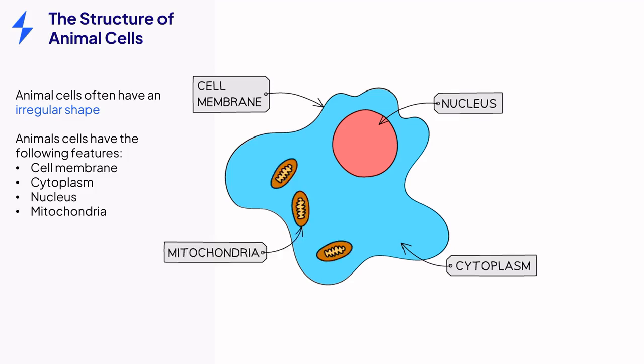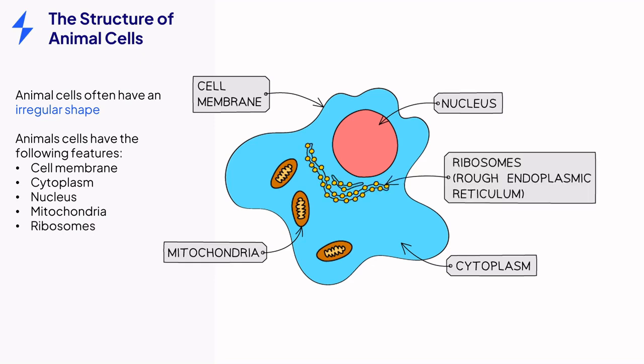The mitochondria are the site of aerobic respiration, releasing energy to fuel other activities within the cell. The ribosomes are involved with the production of proteins and can be found either free in the cytoplasm or bound to a layer of membrane, as shown here. Note that while ribosomes are often shown on diagrams like this, in reality they are too small to be seen using a light microscope.